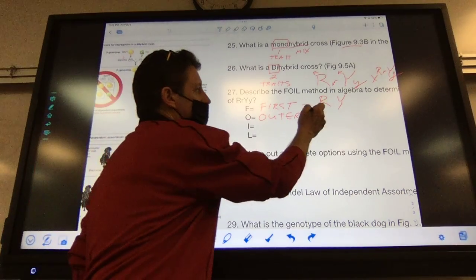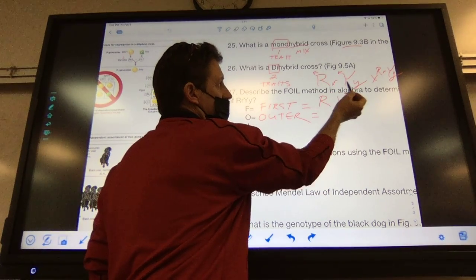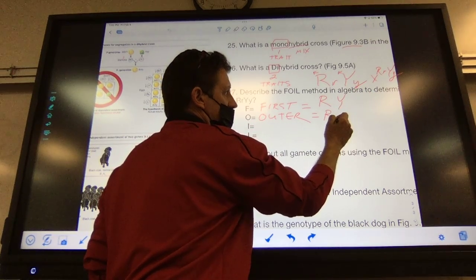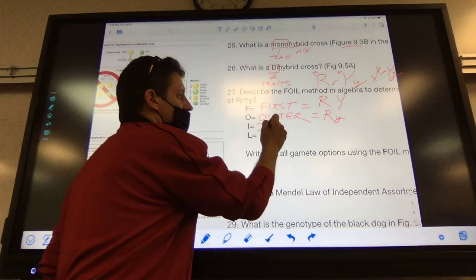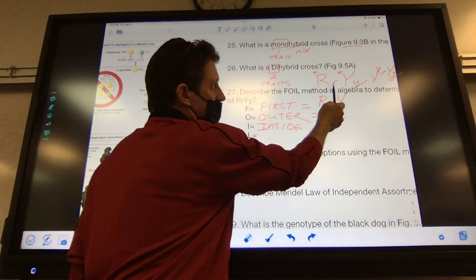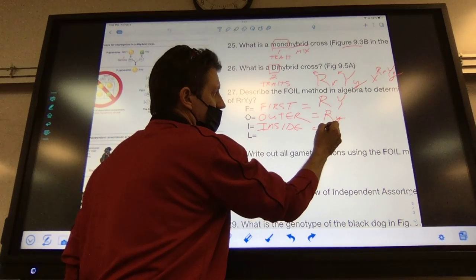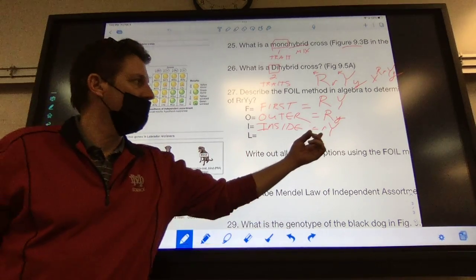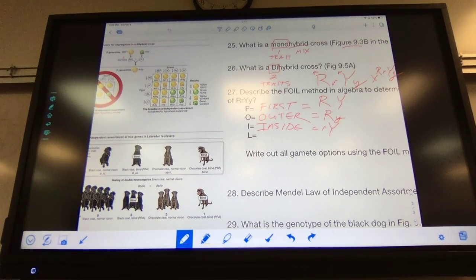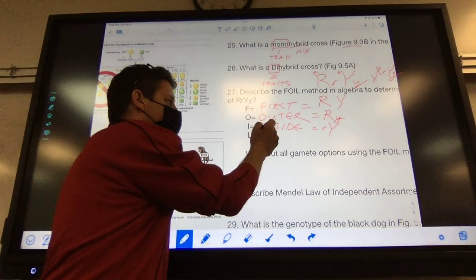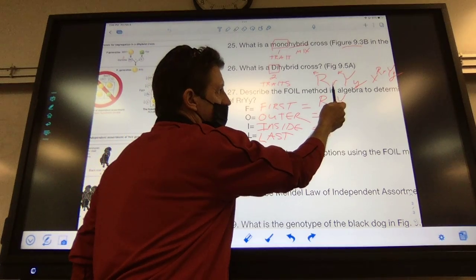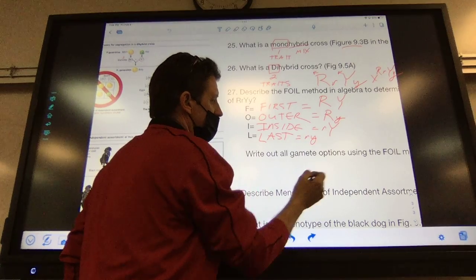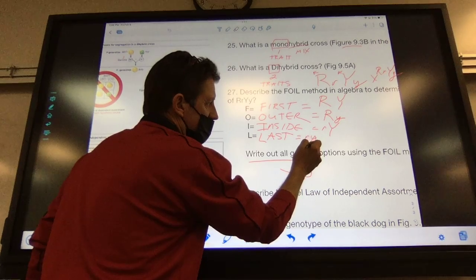The outer of each pair, that is the capital R and the lowercase y. The outside ones. Capital R and lowercase y. What does I stand for? The inside two. And inside is the lowercase letter r and the capital letter Y. Make sure that your R's and Y's are different sizes and your lowercase letters have some sort of italicized swirl to them to keep them straight. And L stands for the last of each pair. The last one is lowercase r, lowercase y. Right here it says write out the gamete options. I already did that in that column right there.